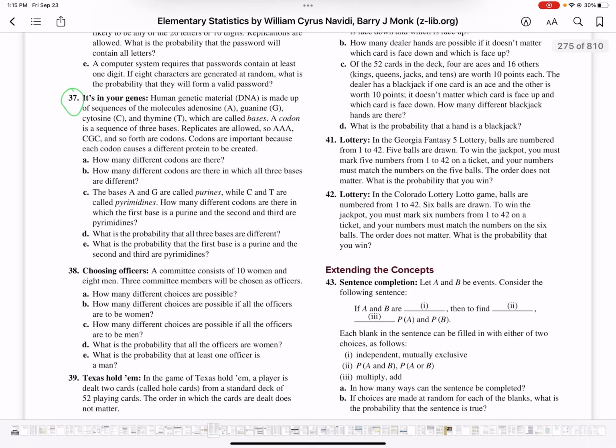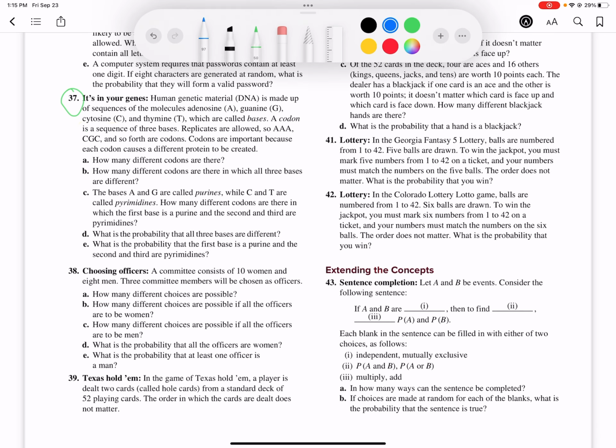Problem 37. DNA is made up of sequences of 4 molecules: A, G, C, T, and we call them bases. So we have 4 bases: A, G, C, and T.